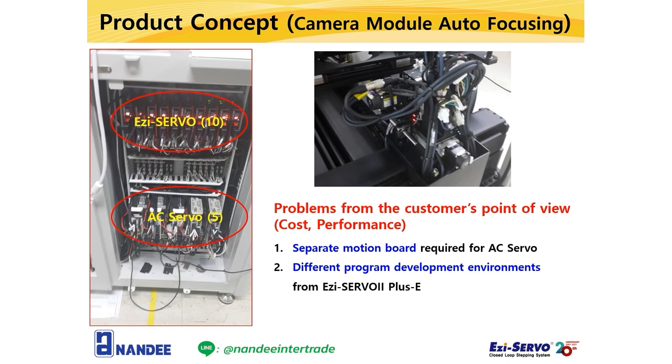This is cumbersome from the customer's point of view, and costs are increased by a separate motion board to control the 5-axis AC servo. In addition, long and thick bundles of wires connected from the AC servo to the motion board are required, and it makes the wiring complicated. In the next chapter, I will explain the details with diagrams.